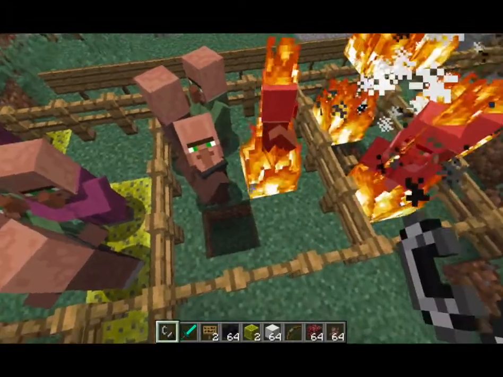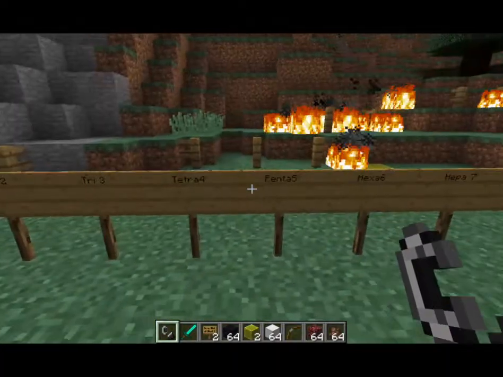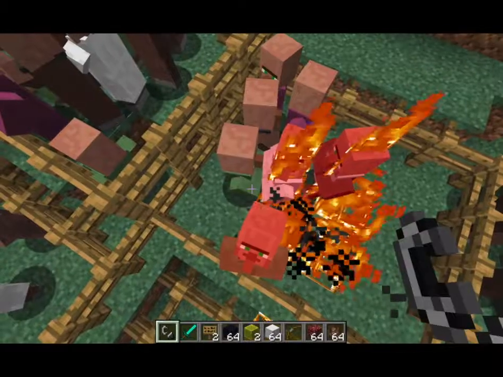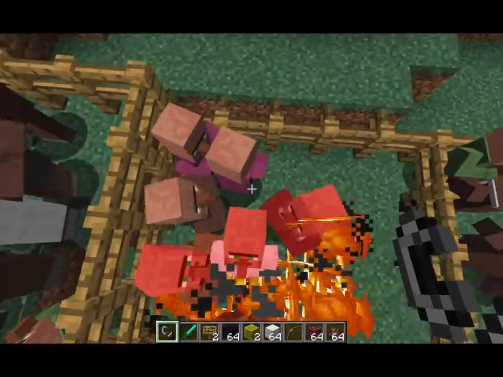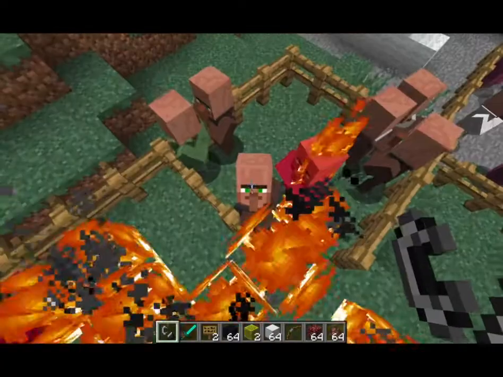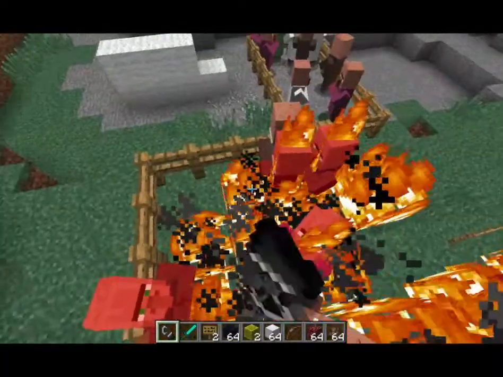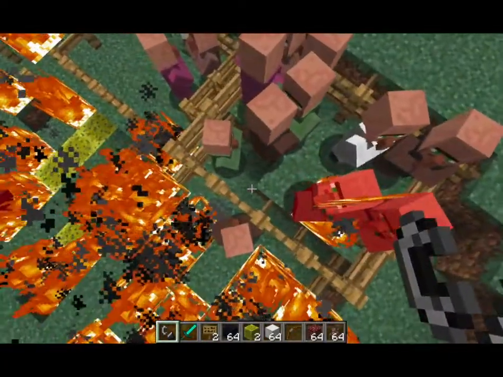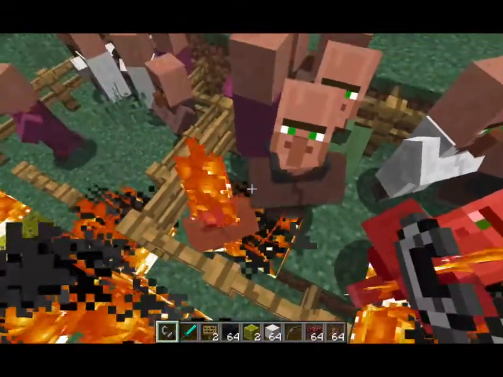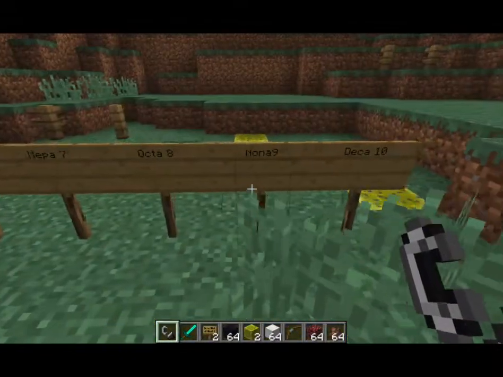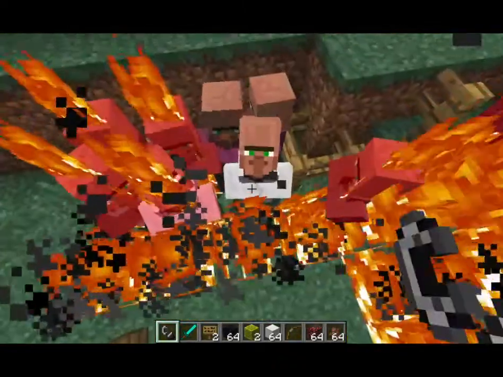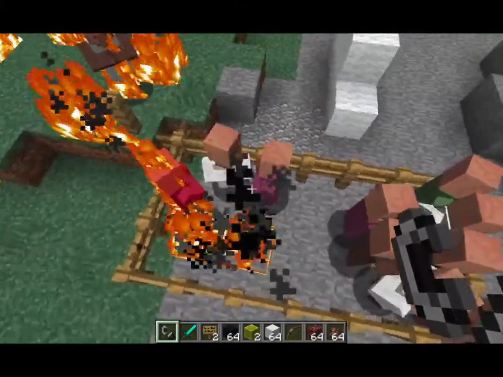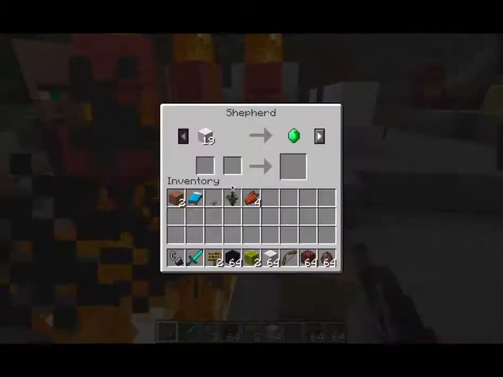Tetra is 4. Penta is 5. Hexa is 6. Hepta is 7. Octa is 8. Nona is 9. Deca is 10.